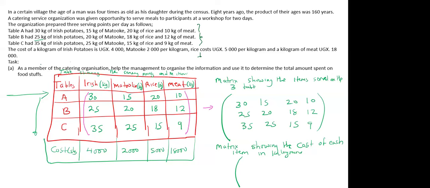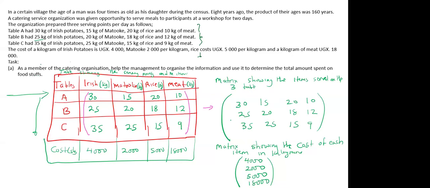So I'll start the first one. I started with Irish. Here it was 4,000. So I say this is 4,000. This is 2,000. This is 5,000. And then lastly, I'll have 18,000. Now I've finished summarizing my information. I have organized it very well in a way that I can be able to multiply it. Now go to the second part and use it to determine the total amount spent on the foodstuffs.